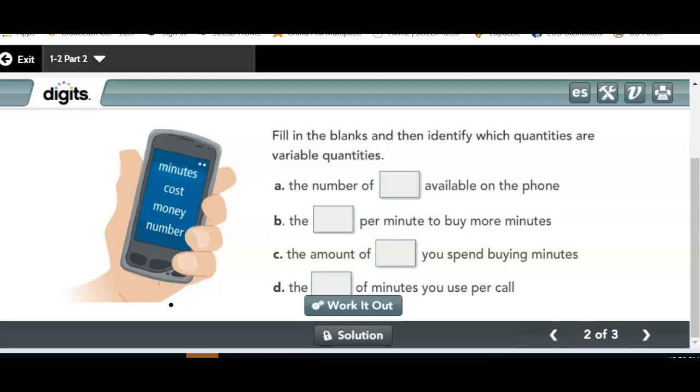Why is that a variable quantity? Jason. Because you can buy different amounts of time depending on what you're in. Good. So in the month of December, you're probably going to buy more minutes. Can someone tell me why you think you buy more minutes in December? Quinn.